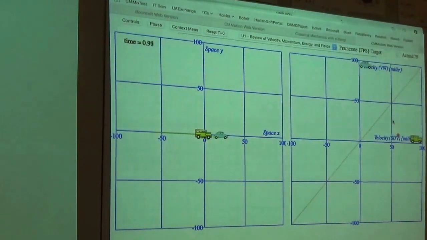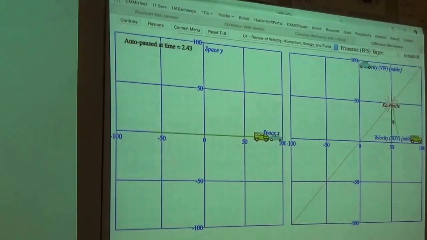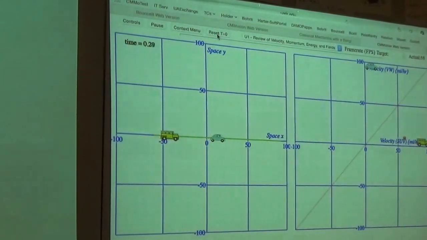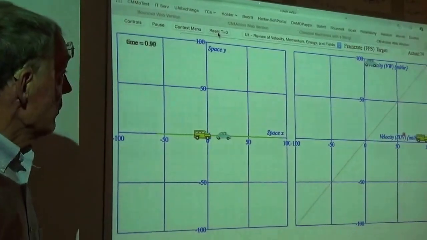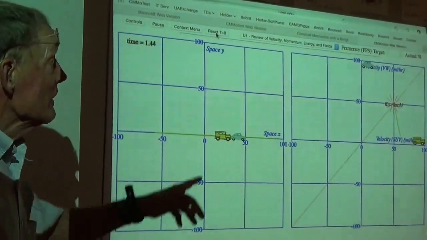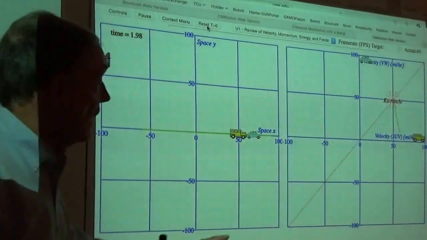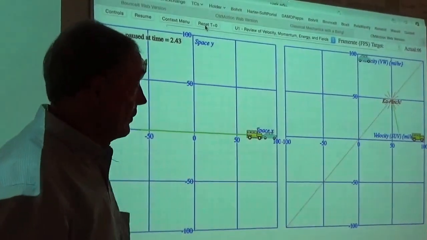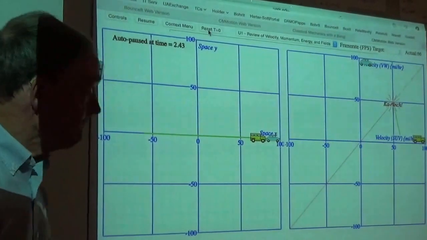So there is the SUV at 60 miles an hour. Oh, it's clunked the Volkswagen. Okay, and the two of them, as you can see, go off together. Now if you want to repeat the thing, this is the time equals 0 thing that starts at the end. So there they go, and this is the plot of velocity versus velocity that we'll use to solve this problem.